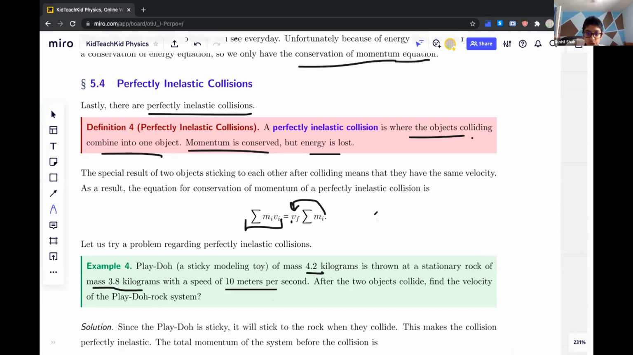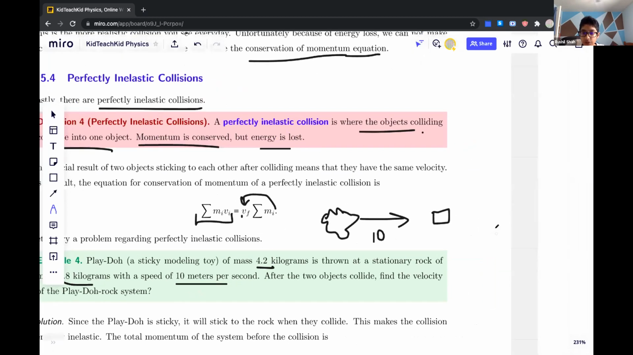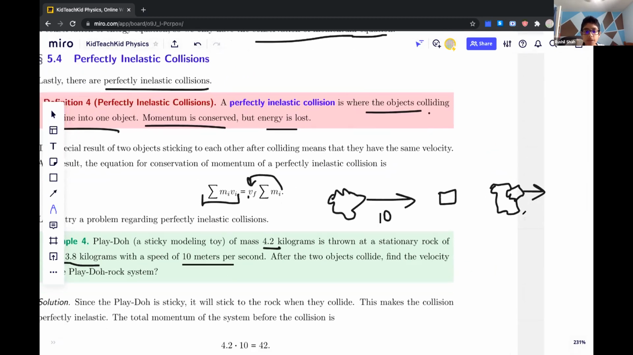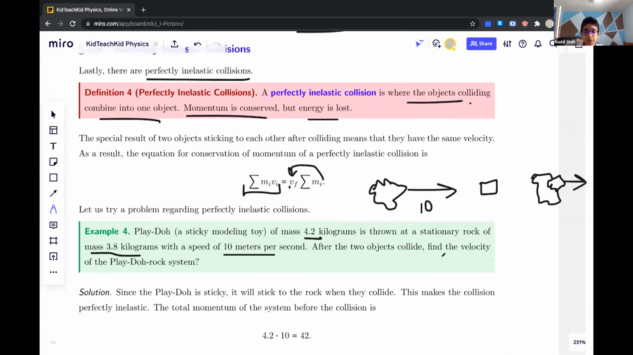So let's just draw this really quickly. We have some Play-Doh over here, and this has a mass of 4.2 kilograms, and it's thrown at a speed of 10 meters per second. And it's thrown at some rock, and that's at rest. And then the two objects collide. So after the collision, it will look something like this. We have this, and then it's stuck to the rock like this, and then it will move to the right. And after the two objects collide, we want to find the velocity of the Play-Doh rock system. So we want to find the velocity of both objects after the collision.